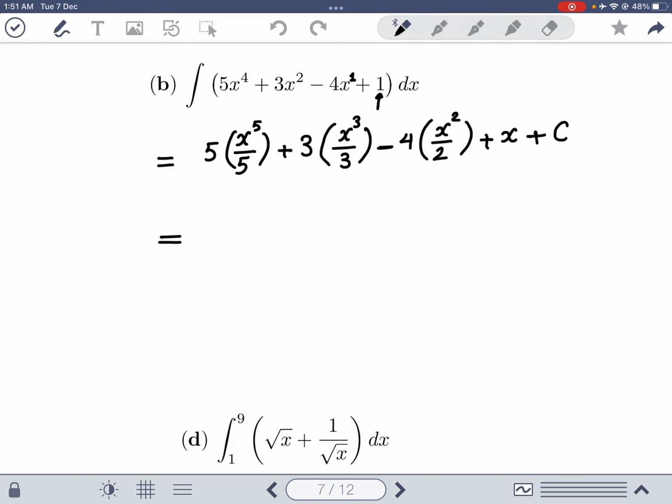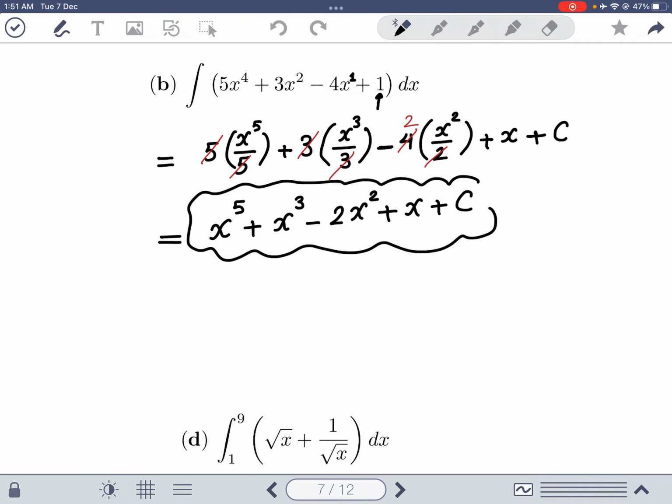And now simplify it. Of course, you see nice things happen here. 3 cancels the 3, and 4 and 2 give you 2. You see, so it's considerably better looking now. x to the 5 plus x cubed minus 2x squared plus x plus c. I think this is the easiest question so far.